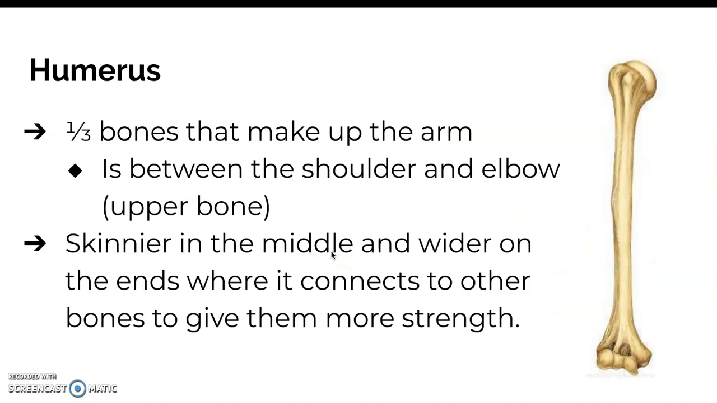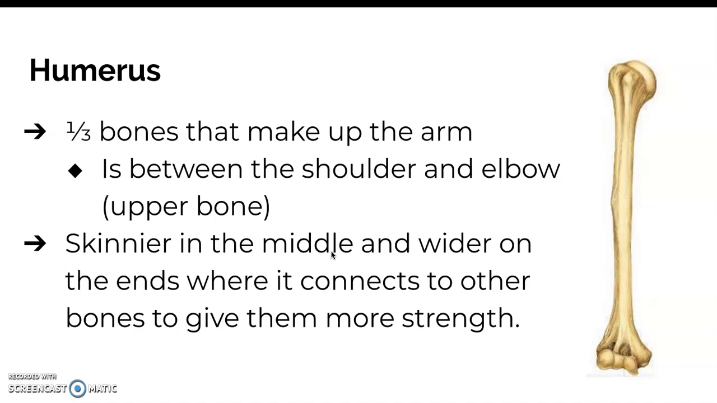Your humerus is one of the 3 bones that make up the arm. It is between your shoulder and your elbow, so it's considered the upper bone of the arm. It's skinnier in the middle and wider on the ends where it connects to the shoulder and the elbow, because that gives it a little bit more strength.